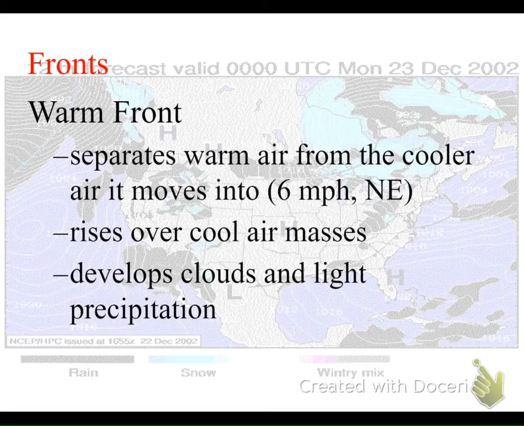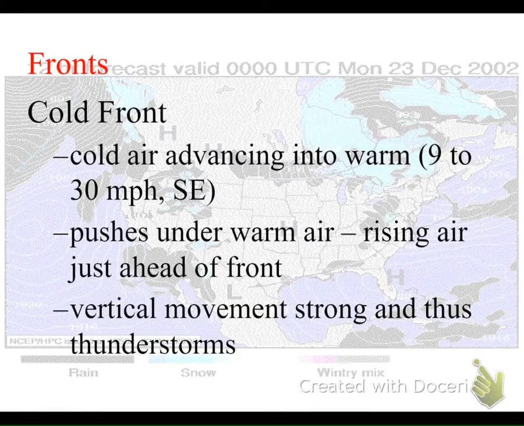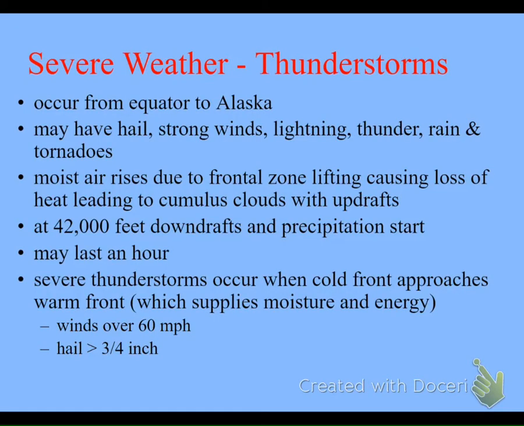Now, a warm front is where we've got warm air encountering cooler air. As the warm air comes in, it rises over the cool air. As it rises, it develops clouds, and some of that precipitation in the warm area comes out. On the other hand, if we have a cold front, it's going to push under the warm air, causing it to rise, and that's going to cause a thunderstorm because it's going to go up very, very fast.